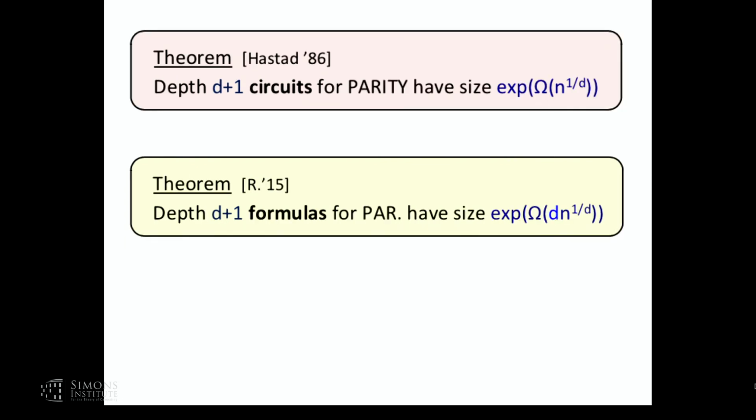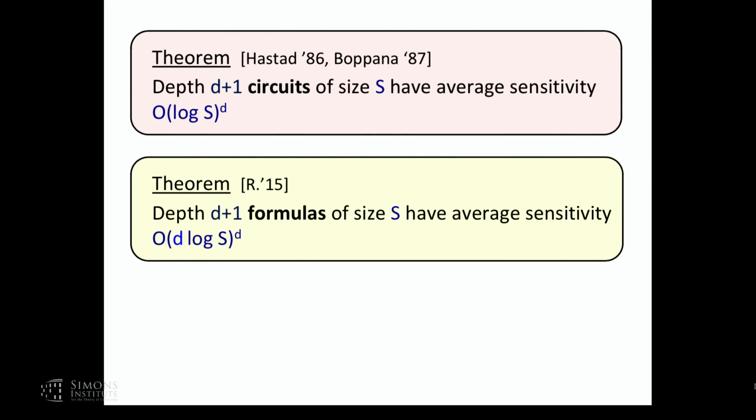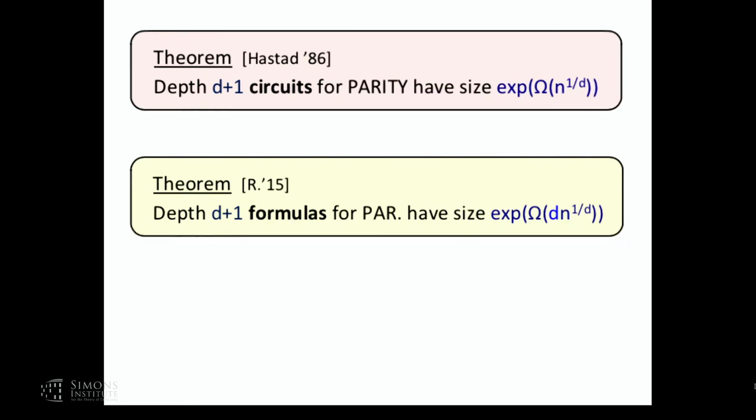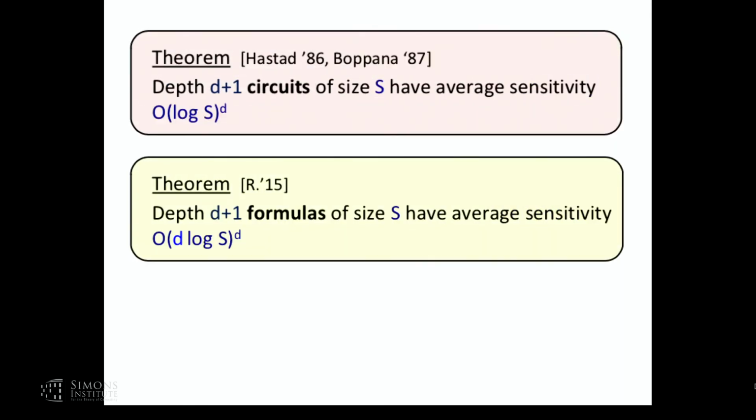So just to point out, I've been talking here about the lower bounds for the parity function, but more generally what these lower bound arguments give are upper bounds on a quantity known as the average sensitivity. Another way of stating, almost equivalent to this lower bound, is that depth d+1 circuits of size s have average sensitivity order (log s) to the d. And then for formulas, we get this extra factor d here: order d times (log s) to the d.